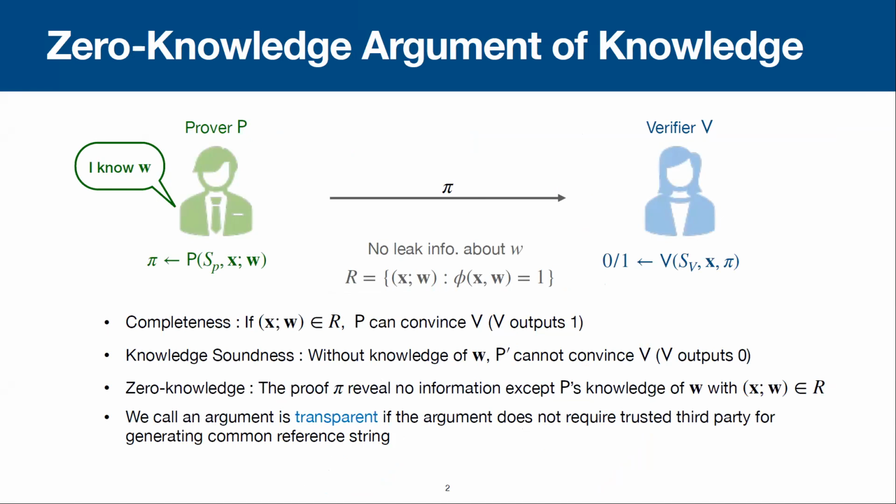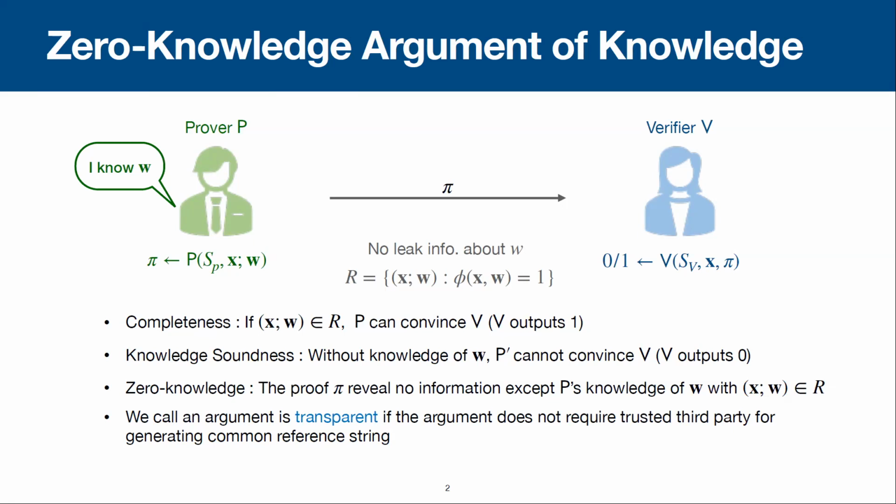I'm explaining zero-knowledge argument of knowledge briefly. The zero-knowledge argument of knowledge is a proof system between the prover and the verifier. The prover claims knowledge of a witness which satisfies some relation given instance x. So a zero-knowledge argument of knowledge should satisfy 3 properties: completeness, knowledge soundness, and zero-knowledge.